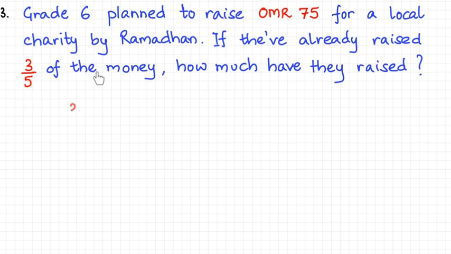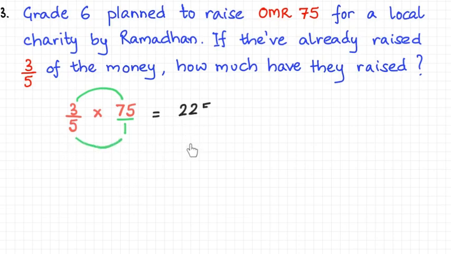Now to find 3/5 of 75, we multiply 3/5 with 75. We know that 75 is the same as 75/1, and then we multiply 3 with 75 and 5 with 1. Once we multiply, we get 225/5. And dividing 225 by 5 gives us 45. So 3/5 of 75 Omani Riyal is 45 Omani Riyals.